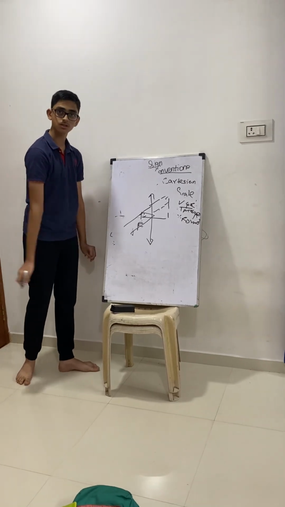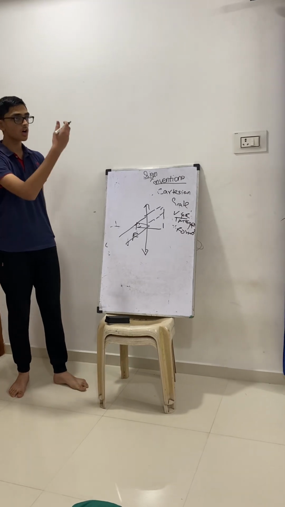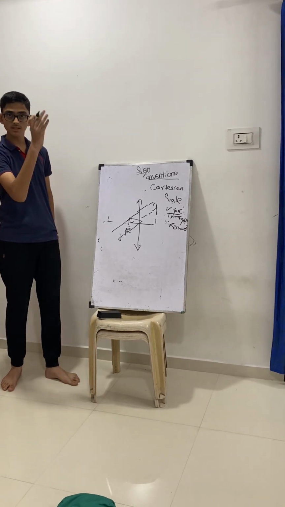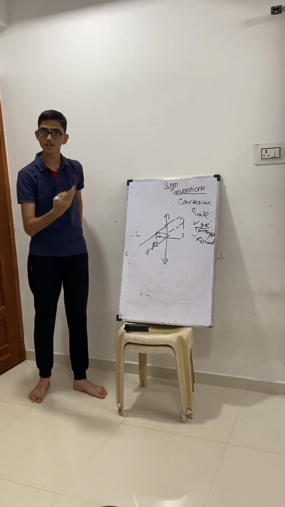What is the difference between virtual and real? Virtual means the image will be behind the mirror. We cannot see it, and the image cannot be caught on a screen. But in the case of real and inverted, it can be caught on a screen.